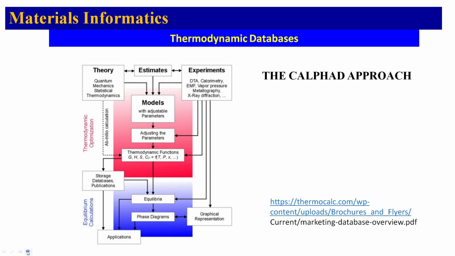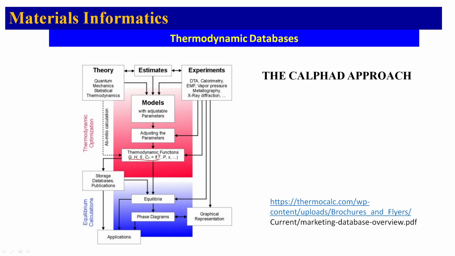In the CALPHAD approach you have thermodynamic functions G, H, S, P, and you can generate these thermodynamic functions from the stored databases. You can adjust various parameters of the thermodynamic functions, and using different models you will have adjustable parameters. These adjustable parameters can be obtained from quantum mechanics, experiments or estimates also. We have talked about these aspects that require some kind of optimization, and once you optimize the thermodynamic properties, then you can use them for your calculations.